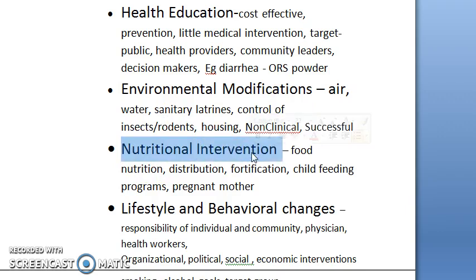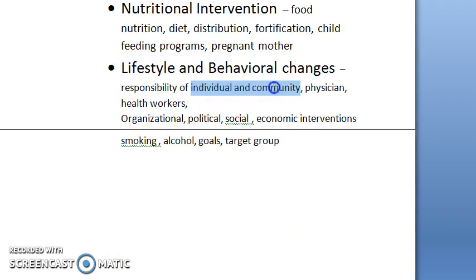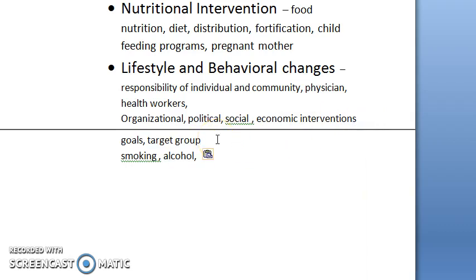Nutritional intervention, we talk about food, nutrition, diet, and you will talk about the distribution of food, fortification of food, child feeding programs. You can talk about Anganwadis, and you can also talk about pregnant mothers receiving healthy, nutritional food. Now coming to lifestyle and behavioral changes, it's the responsibility of individual, community, physician and health workers, and the interventions will have to be at an organizational level, political level, social and economic levels. Examples, you can give smoking, alcohol, and here you should remember that you should set the goals and you should have a target group for this. Fine.